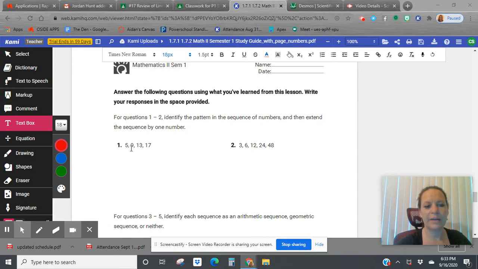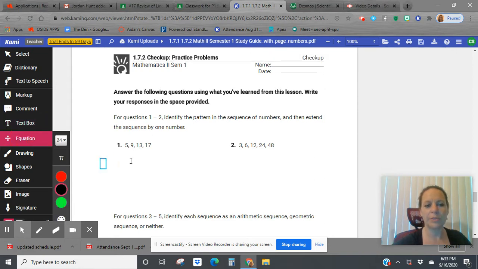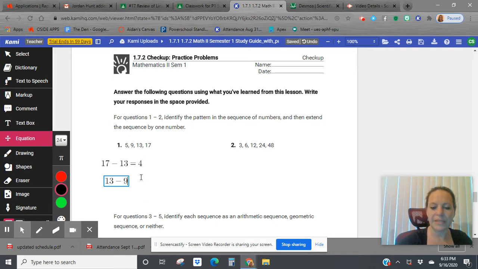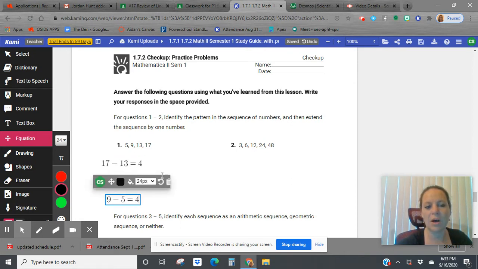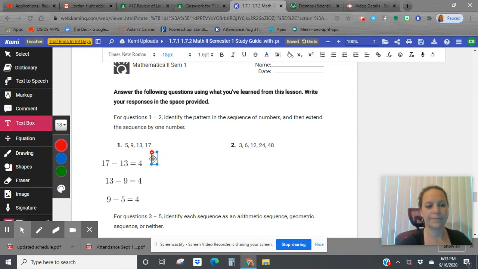From a 5 to a 9, from a 9 to a 13, from a 13 to a 17. Again, these are pretty simple numbers, but the process I'm doing in my mind is I'm doing 17 minus 13, and I'm seeing that that equals 4. And then I'm doing 13 minus 9, and I'm seeing that that equals 4. And finally, I do that 9 minus 5 also equals 4. And by seeing that constant rate, the same subtraction, same addition, you're adding 4, adding 4, adding 4, I can say that this is an arithmetic sequence.